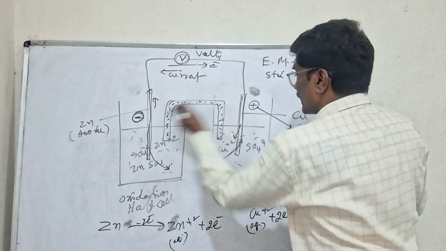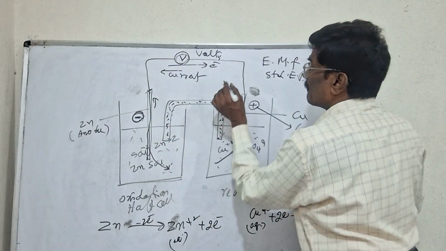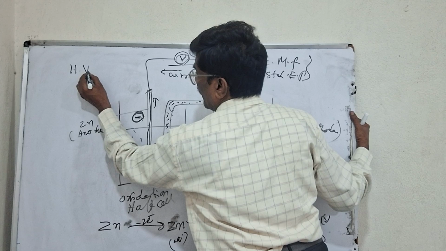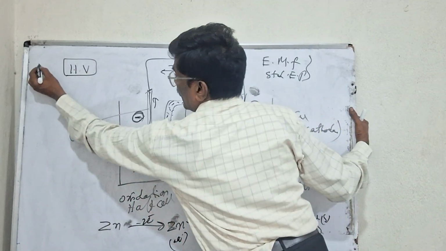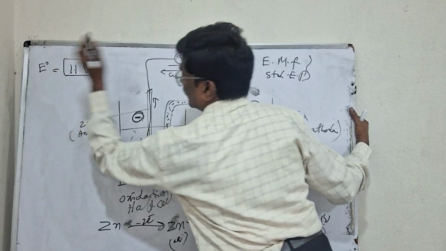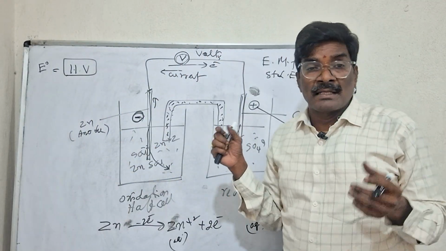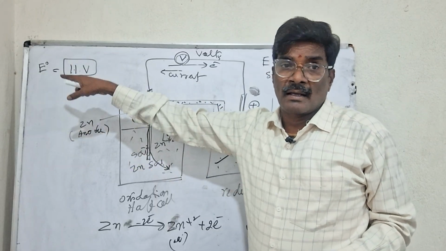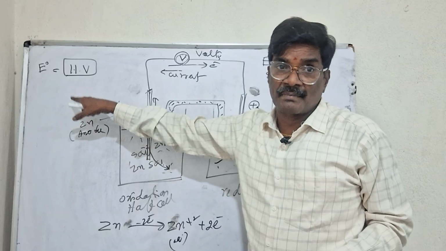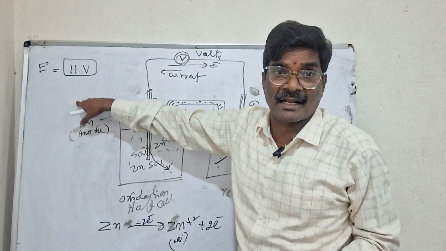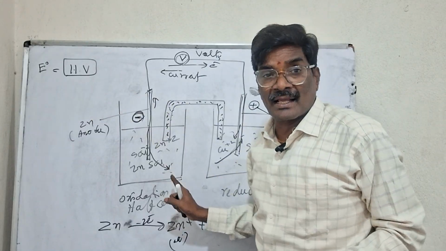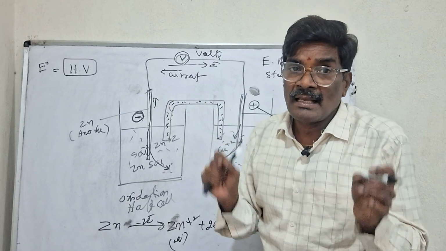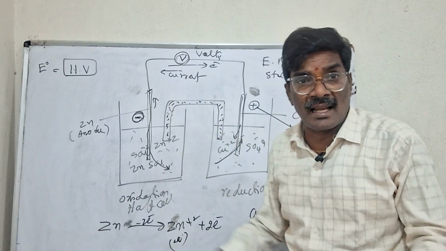At standard condition, for the Daniel cell, zinc and copper, its value is 1.1 volts. That is called E naught of the cell. Naught means standard EMF of the cell, Daniel cell. Standard conditions means room temperature, unit concentration and standard temperature. At this condition, the potential difference is called the standard potential of the electrochemical cell.